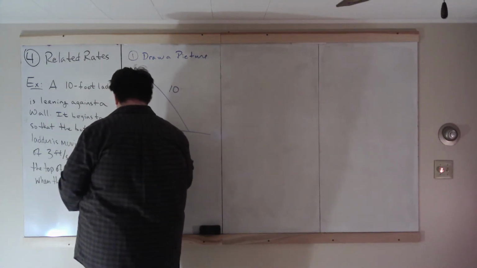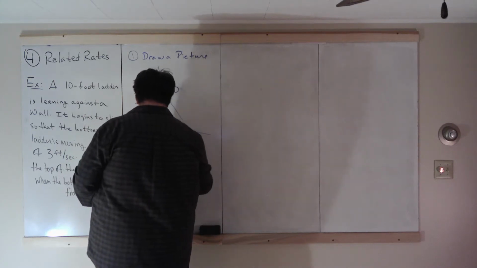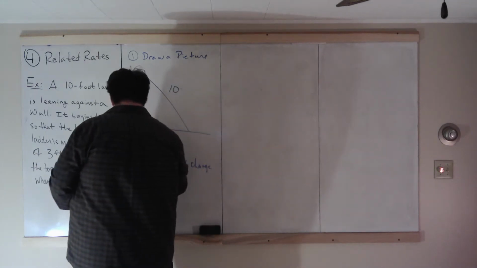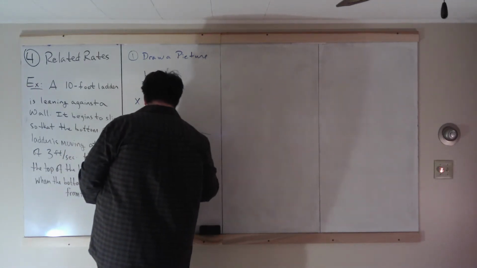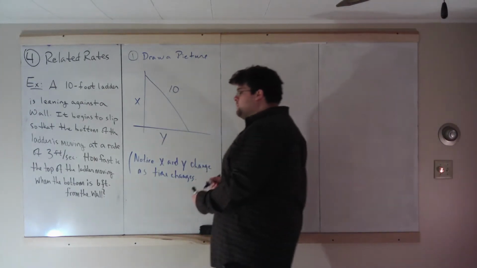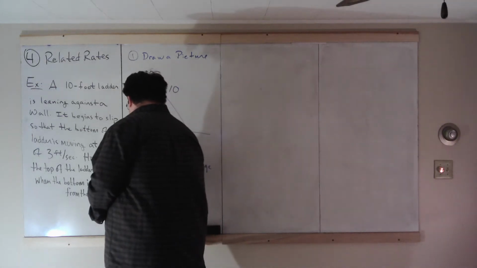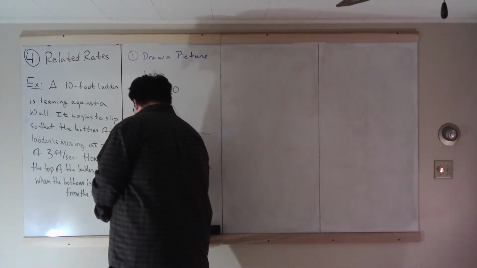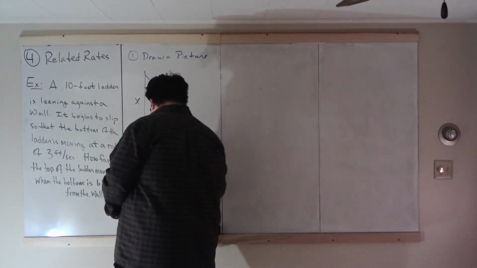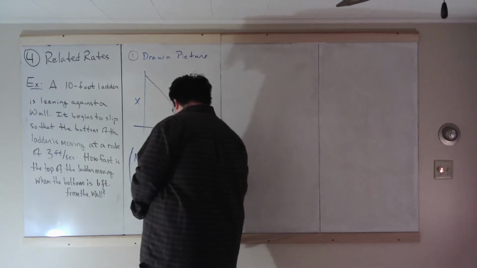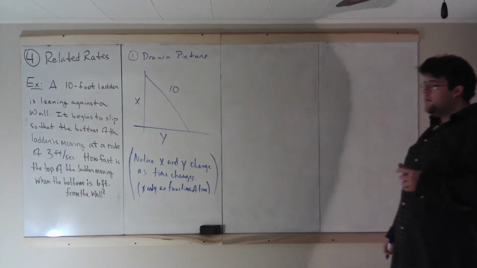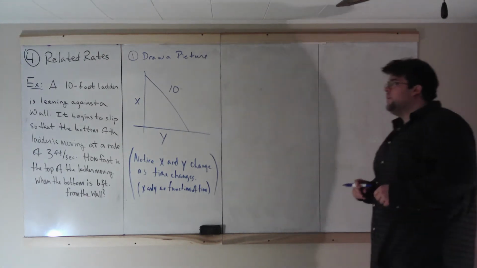Notice x and y change as time changes. What does that actually mean in math? Well, it means x and y are functions of time. So, parenthetically, x and y are functions of time. Quantities which change as time changes are functions of time.